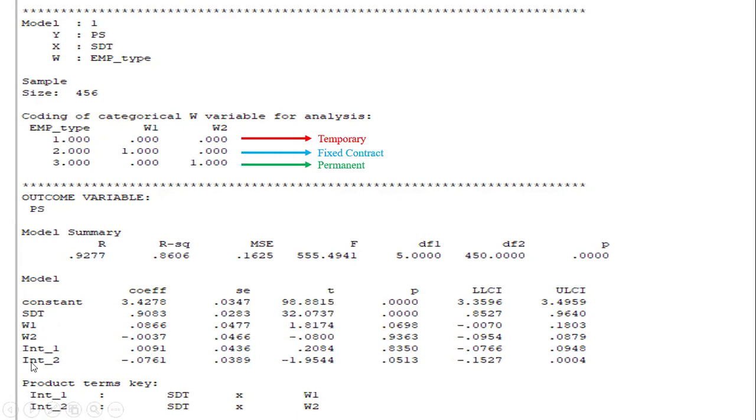But if you can see the second interaction, which is W2 with SGT.